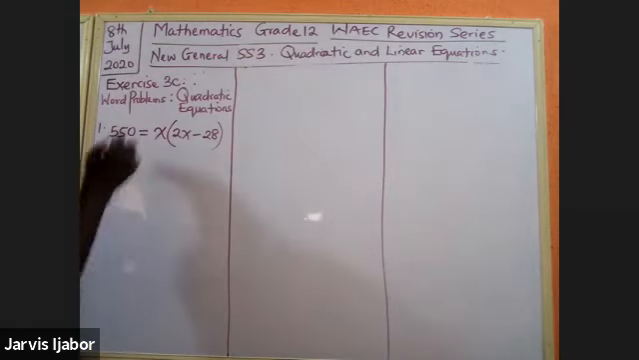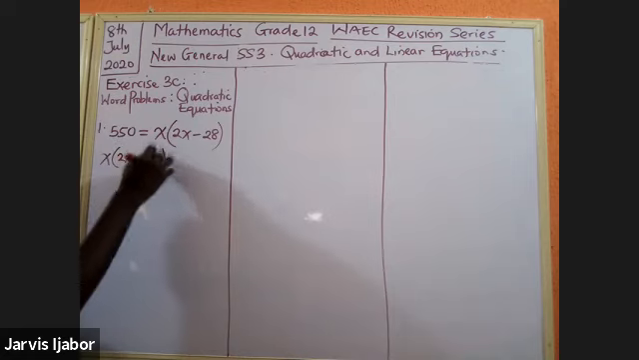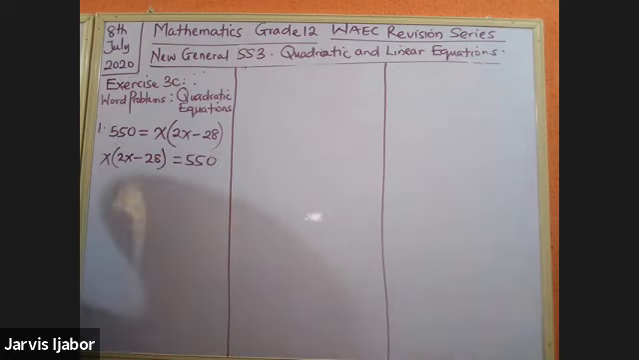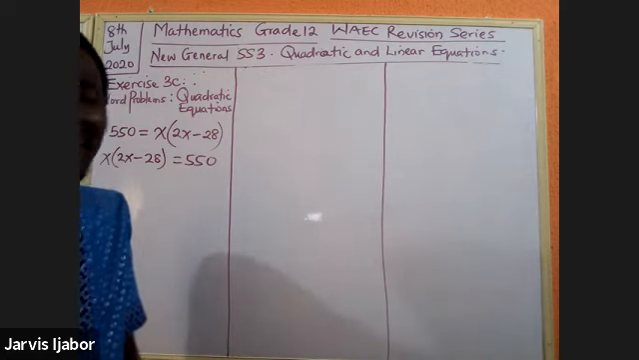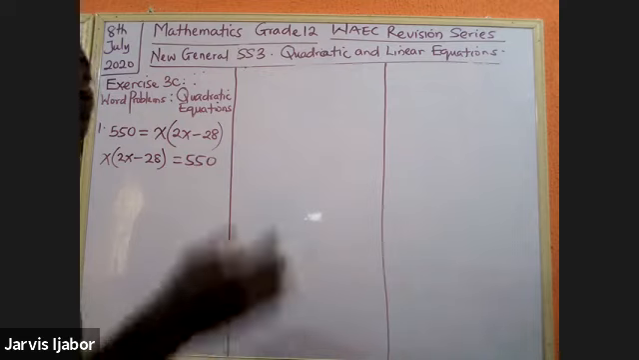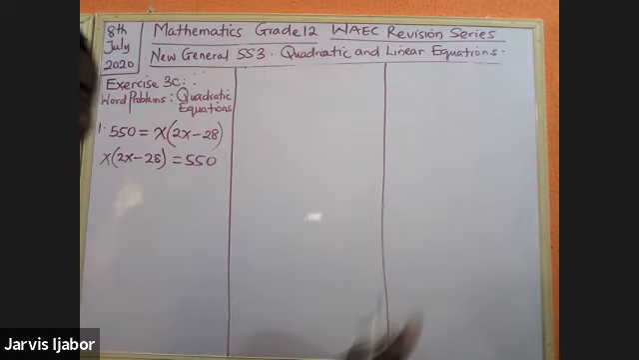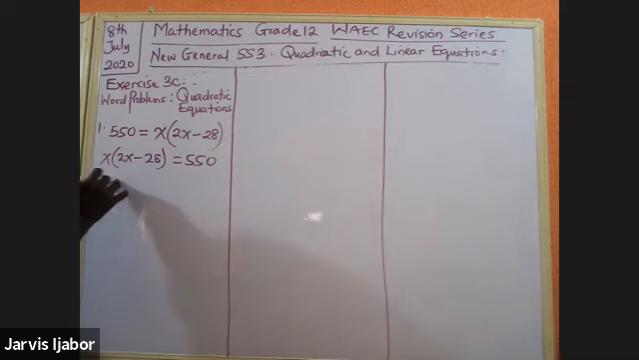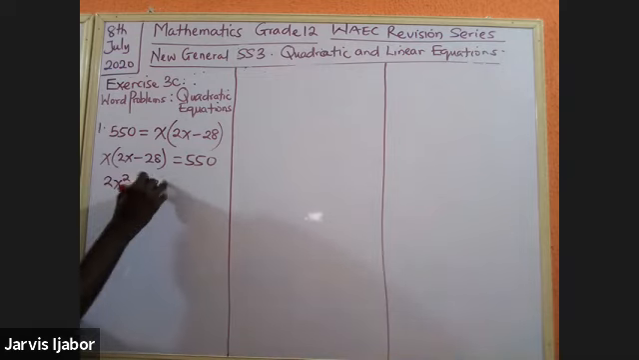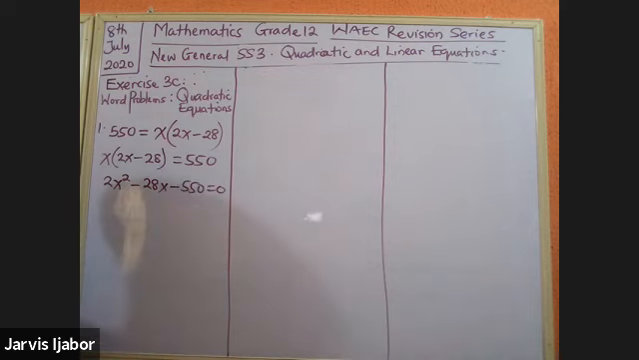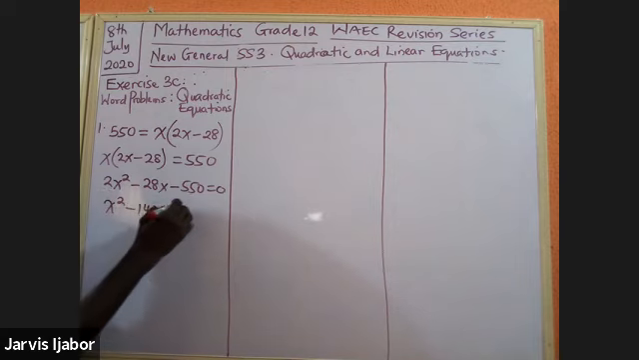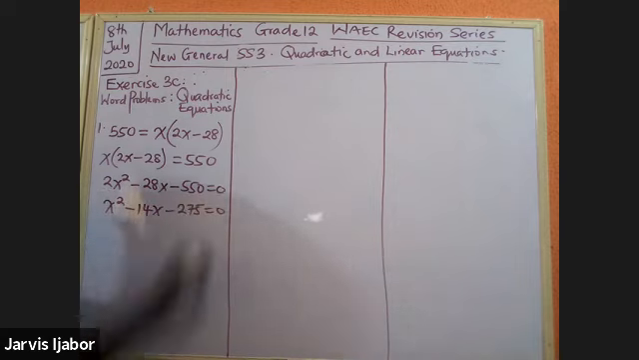So with this, I will rewrite this. This will become x into 2x minus 28 equal to 550. Now, when you're generating equations, don't be too worried about making it neat. Start anyhow, and then rewrite it in the acceptable manner. So this will be 2x squared minus 28x minus 550 equal to 0. I'll divide through by 2, and I'll have x squared minus 14x minus 275 equal to 0.